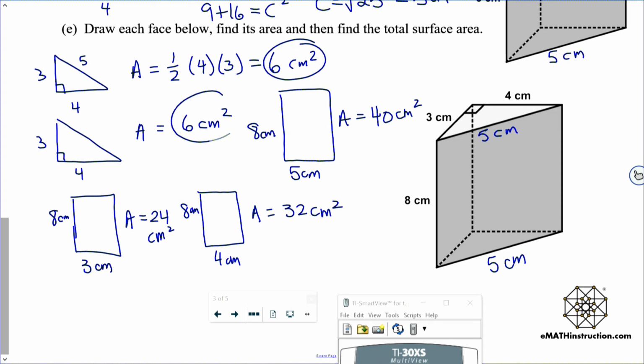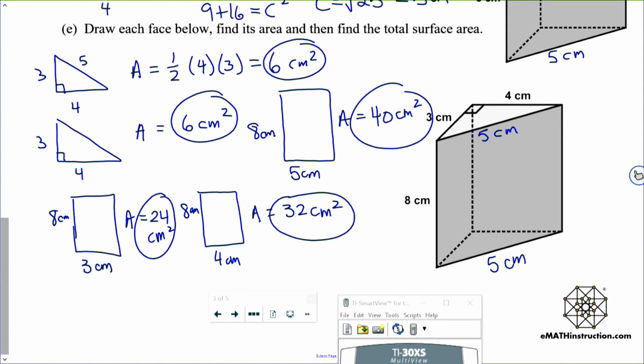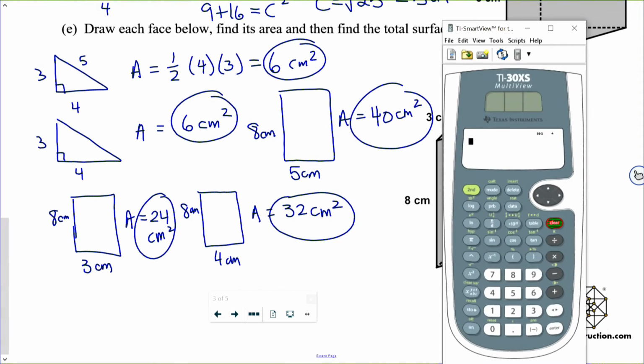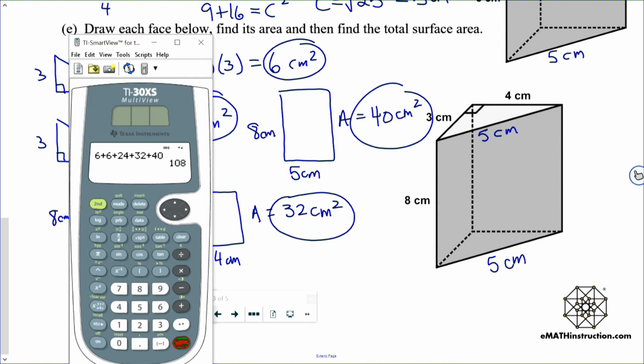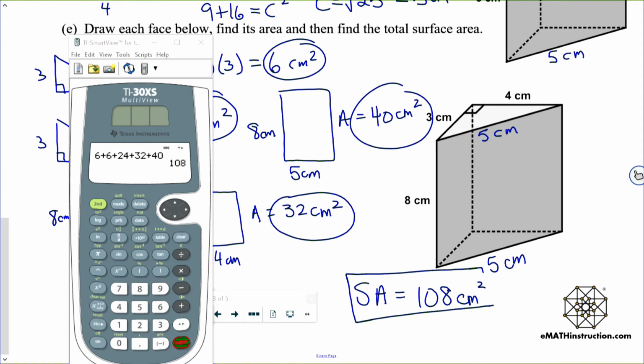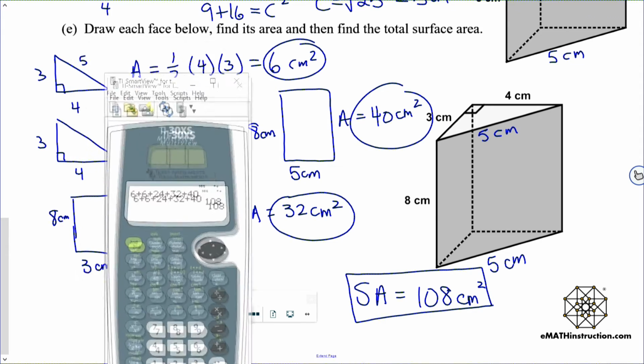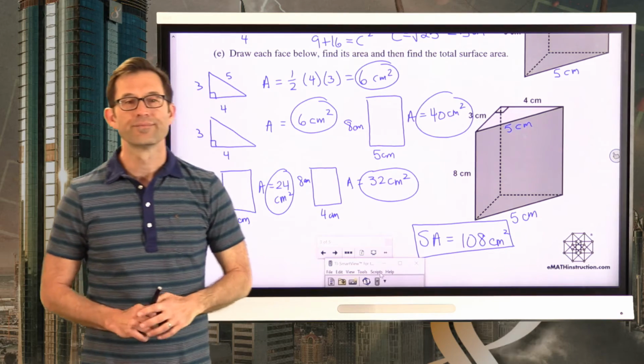Let's just circle all of these so I don't forget any of them, and then let's add them all up. Okay, what do we have? We've got a 6, another 6, a 24, a 32, and a 40, and we have, at the end of the day, a surface area of 108 square centimeters. All right. And that's it, right?